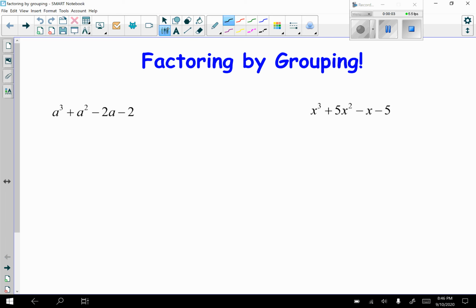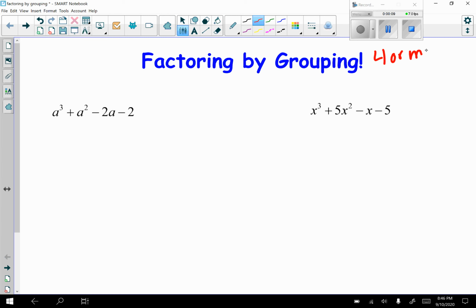This video will teach you how to factor by grouping. We're going to factor by grouping whenever we have 4 or more terms. So the steps are kind of like what it sounds like. I'm going to group the terms. So I'm going to group these 2 terms together and these 2 terms together.